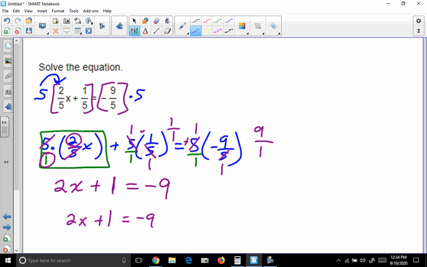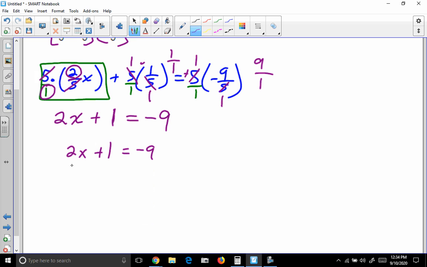Step 2 is to clear parentheses. Well, we have no parentheses. Step 3 is to simplify each side. Well, there's nothing to simplify on either side because these can't be combined, and there's only one term here.